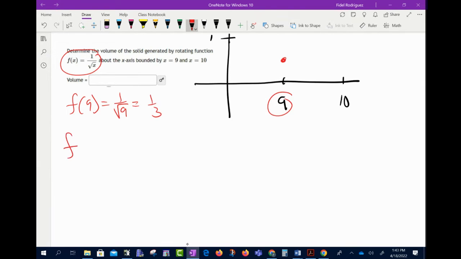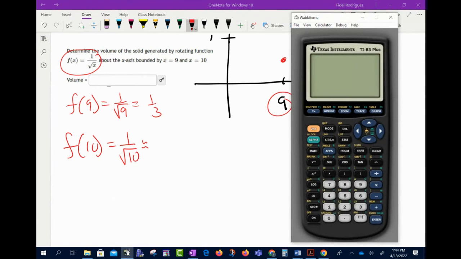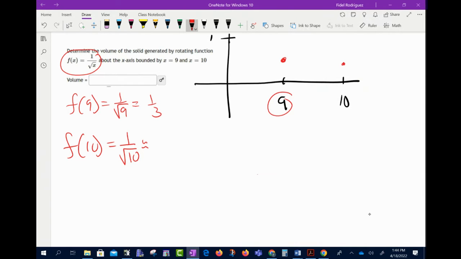If I were to find f of 10, that would be 1 divided by the square root of 10, which is, oh, I don't know. I'm going to take my calculator. 1 divided by... I'm sorry, what did you come up with, Steve? 0.316, right? So isn't that a little bit lower than 1/3? Because 1/3 is 0.333 and so on, and 0.316 is just a little bit lower.